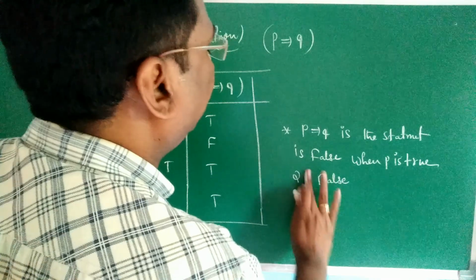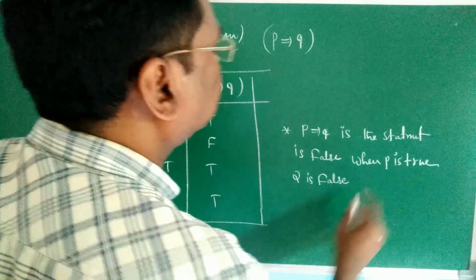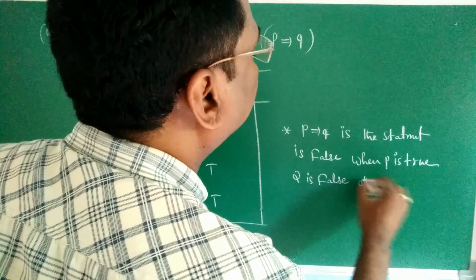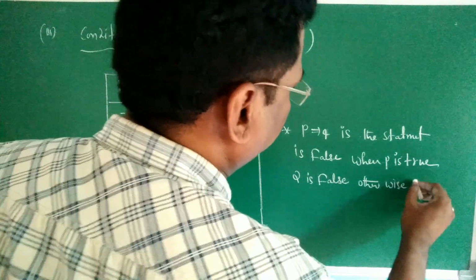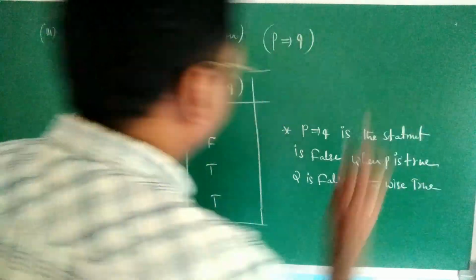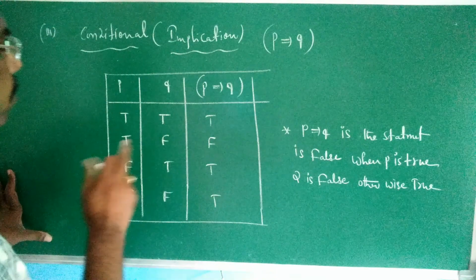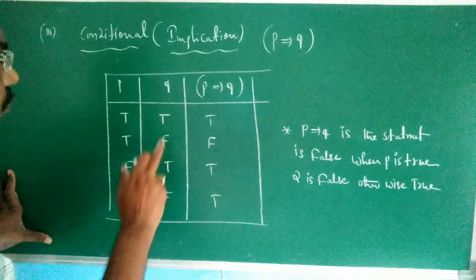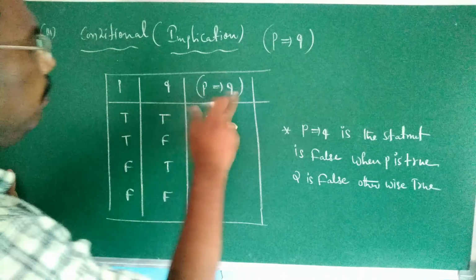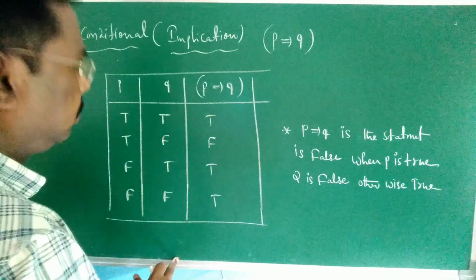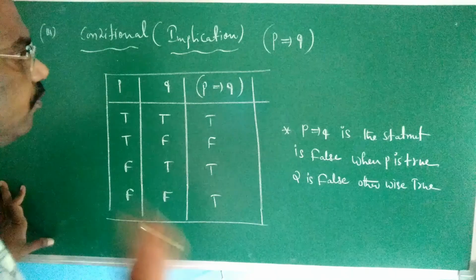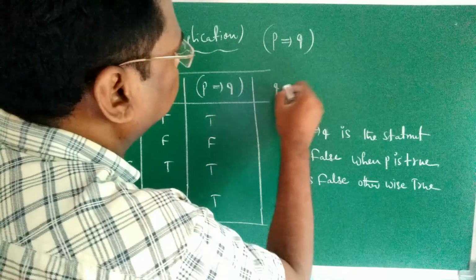Q is false, otherwise true. Okay, now here only P is true, Q is false. Now P implies Q is false. Remaining otherwise true. Okay, next to find Q implies P.